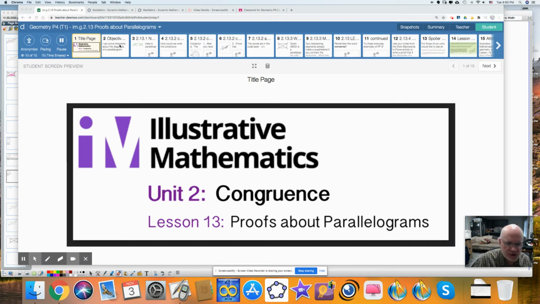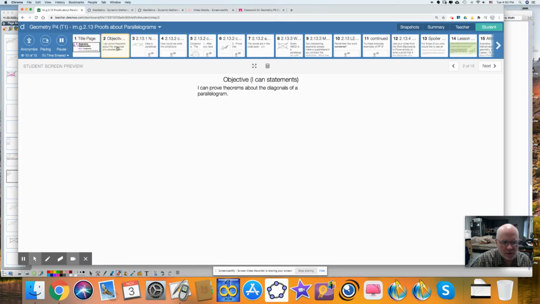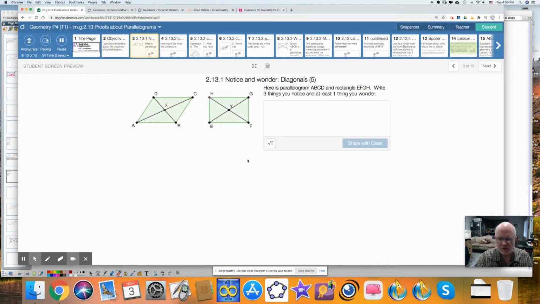So let's go on with our lesson. By the end of the lesson, you'll be able to prove theorems about diagonals of parallelograms. And so here's something to notice and wonder. What students said was they noticed there are 2 of them that are green. One is a parallelogram and one is a rectangle. That's what I told you too.